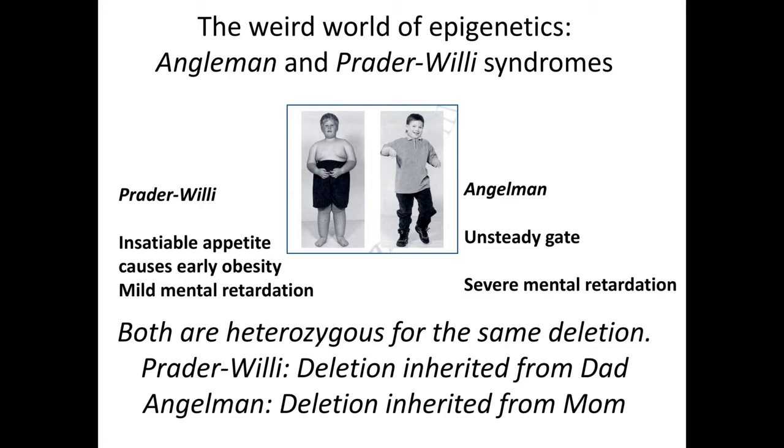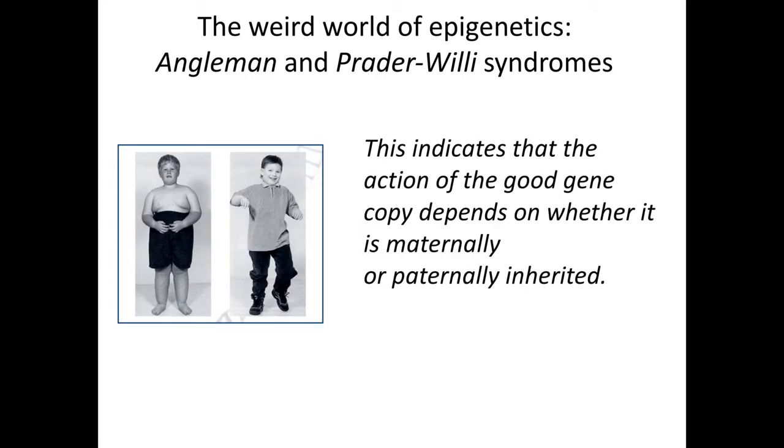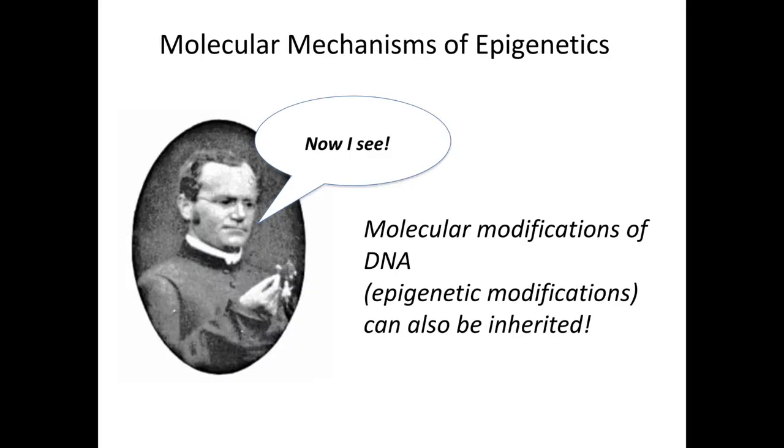Now, one thing to be clear, they didn't inherit it because the mom or dad had Prader-Willi or Angelman. This is a sort of spontaneous deletion that could occur in the dad's germline or a spontaneous deletion that occurs in the mom's germline. So what explains the fact that these two individuals have such extremely different phenotypes, even though genetically, with respect to this locus, they are the same? Of course, the other genes are different. So this indicates that the action of the good gene copy depends on whether it is maternally or paternally inherited.